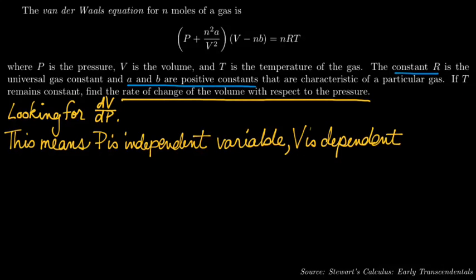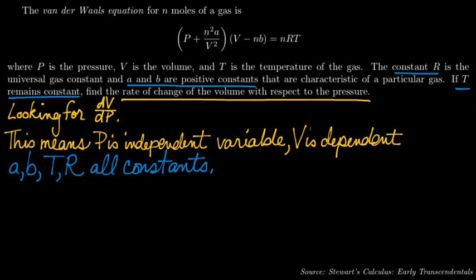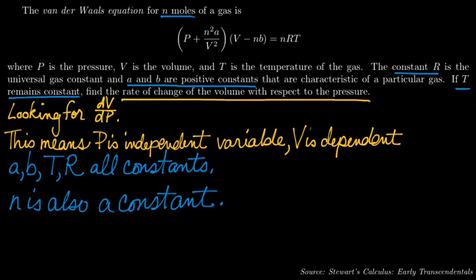But when we read the problem, we can see there are some clues here. R is a universal gas constant. A and B are positive constants. The problem even says that the temperature is going to remain constant. So we are supposed to regard all of these letters as unchanging constants. They are not going to be any kind of variable at all. That leaves n. At the very beginning of the problem, it says that we have n moles of gas. We're supposed to understand that the number of moles of gas is not going to change. So n is also going to be a constant.